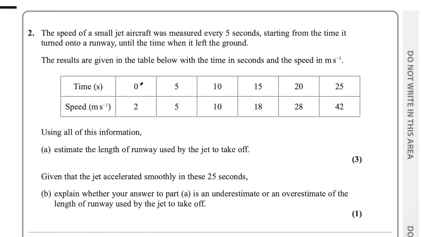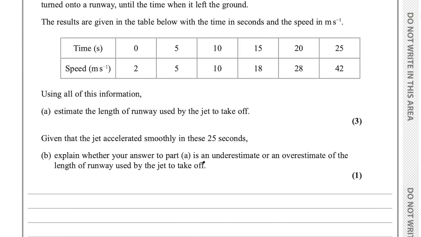Okay, so we have it turning onto the runway and its speed is 2 meters per second, and then taking off it's at 42 meters per second, and that total time is 25 seconds. Now to work out the total distance here, we can think of this as 5 separate distances. So the distance that's traveled from 0 to 5 seconds, the distance that's traveled from 5 to 10 seconds, and we can find all those distances and add them up.